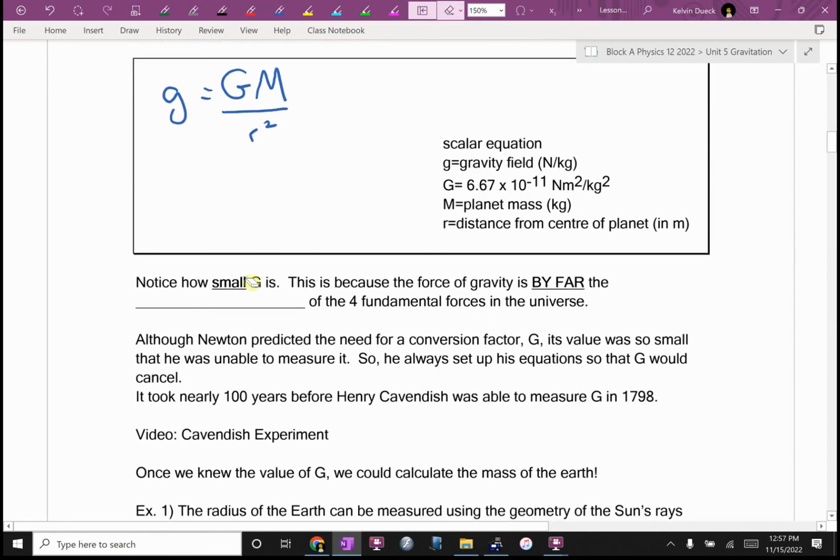So, notice how small big G is. 6.67 times 10 to the negative 11. It's because gravity is by far the smallest of the four fundamental forces in the universe.